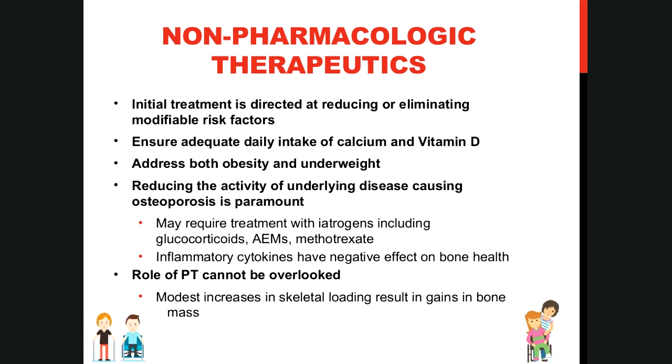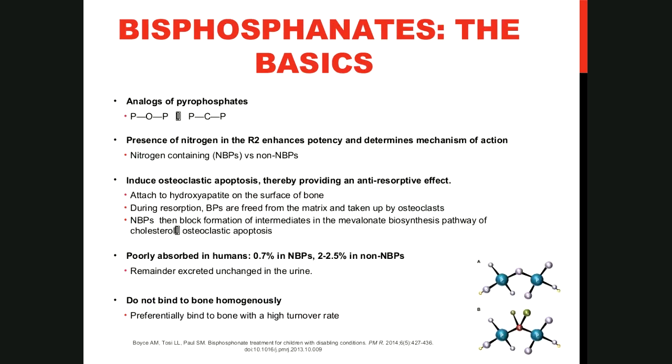Kids should probably be started in PT if they're at risk for osteoporosis as early as possible. And we see that modest increases in skeletal loading can actually cause a pretty significant gain in bone mass. As far as medical therapies are concerned, bisphosphonates are the most widely studied agents used to treat osteoporosis in children. We've been using them for probably a little bit over 30 years now, but in spite of that, they do remain an off-label indication for the treatment of osteoporosis in children.